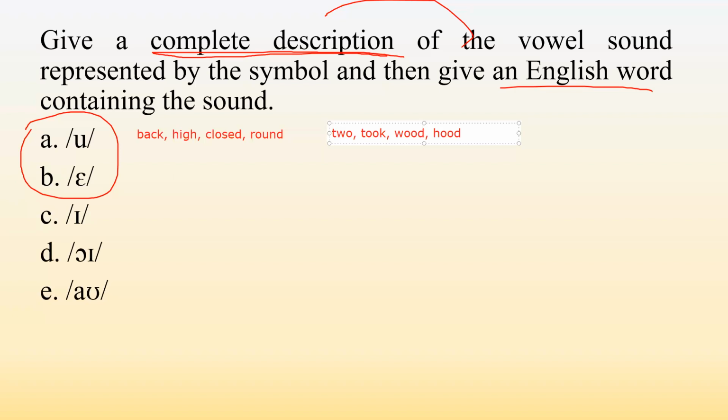Okay. So there are so many words. But if you need to provide one example, you just write only one. That's enough. But rather than writing a word, the most important part of the question is the first part. Give a complete description. But on screen, I didn't give you a complete description. Okay, remember that. And come to the next vowel sound.